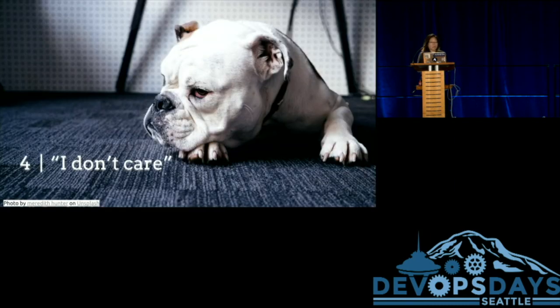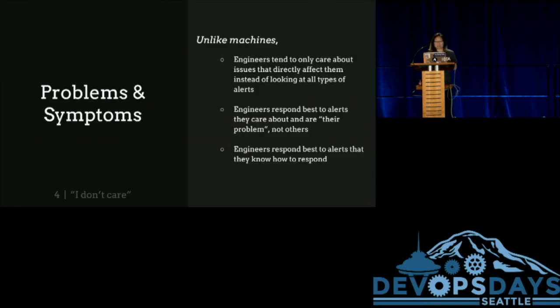Yeah, scenario 4, the case of I don't care. So unlike machines or just straight up tools or something that's not human, engineers tend to only care about issues that directly affect them, instead of looking at all types of alerts, or even alerts that might actually interest them, but they just don't care about, right?